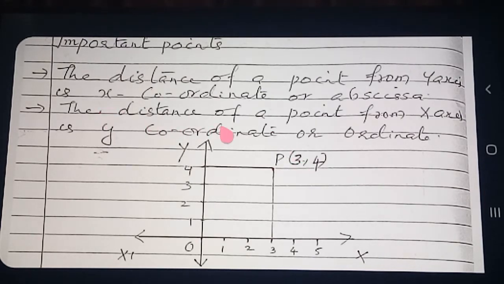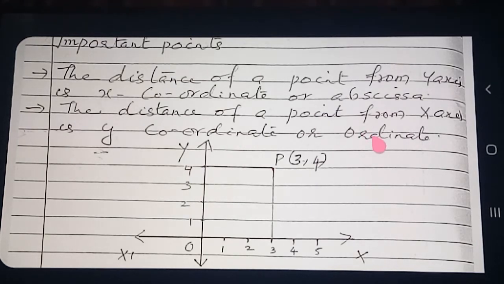Similarly, the distance of the point from the x-axis, this is the x-axis. So the distance of the point P from the x-axis, you measure this one. How many units? This measurement is the same as this measurement. See? So how many units is it? 4 units. Therefore, the distance of a point from the x-axis is what we call the y-coordinate or ordinate.